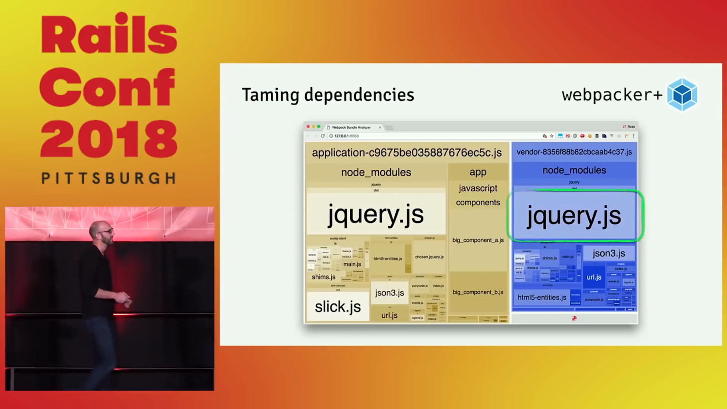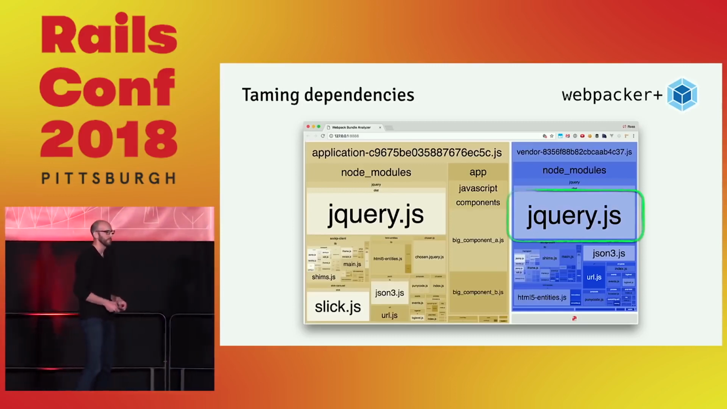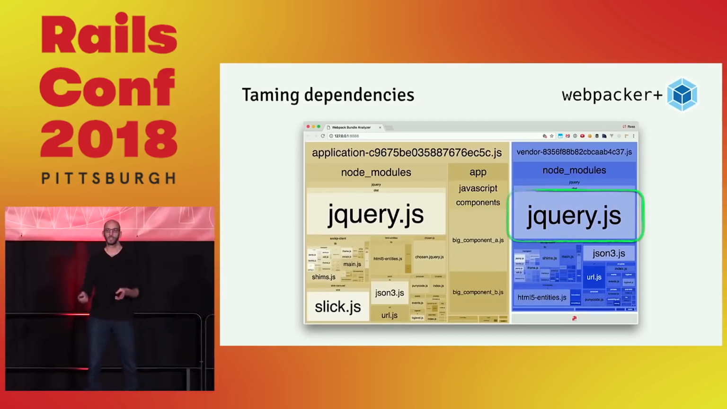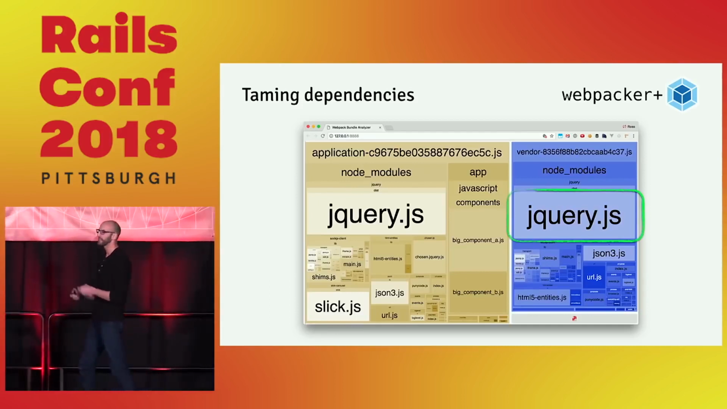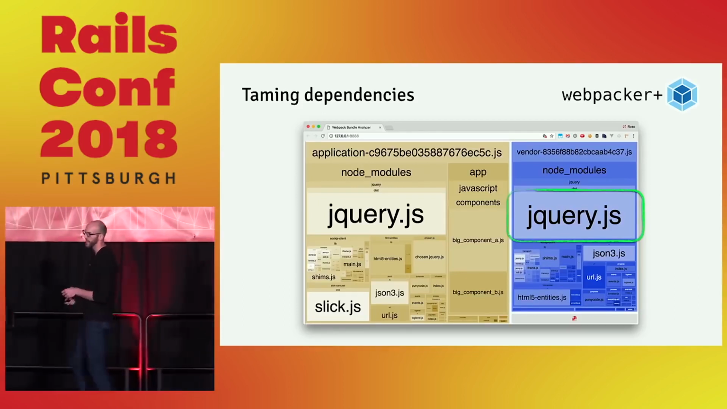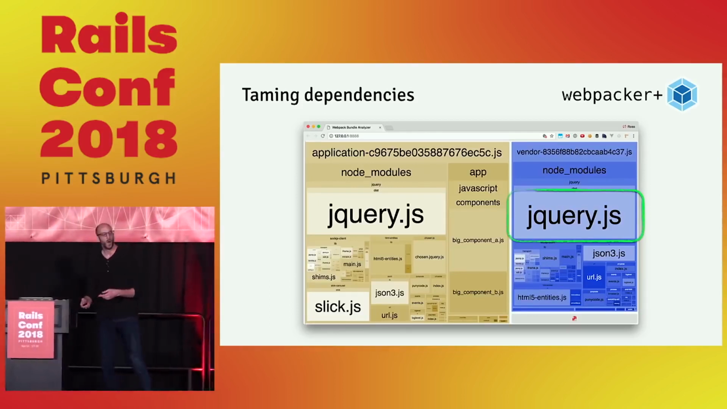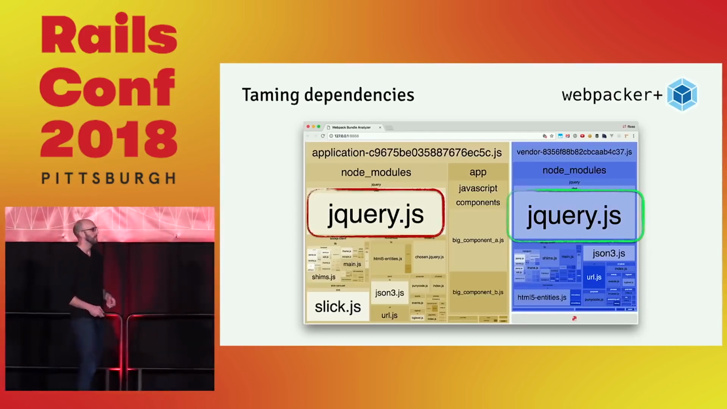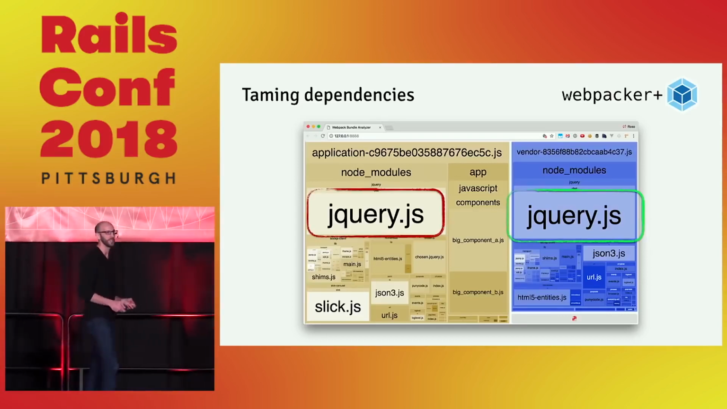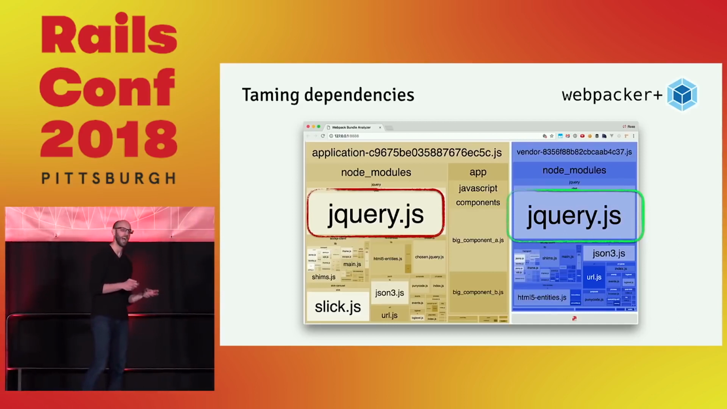On the right is our vendor bundle, where we explicitly imported jQuery. And happily, I can see that it was imported and included in that bundle. What I was not so happy about was that jQuery is also included in our application bundle. That's not what I wanted.